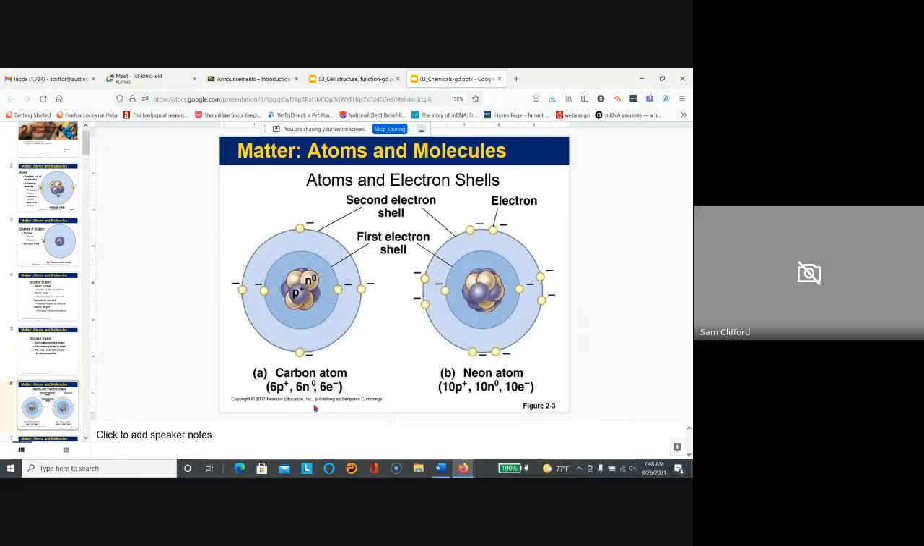So I just talked about the carbon atom: 6 protons, 6 neutrons, 6 electrons. 6 plus 6 is 12. That's the atomic mass. You can see there are various levels of three-dimensional shells around the nucleus of protons and neutrons. The neon atom has 10 protons, 10 neutrons, and 10 electrons. Neon is very, very stable, but remember, the outer shell electrons determine how a chemical reacts.